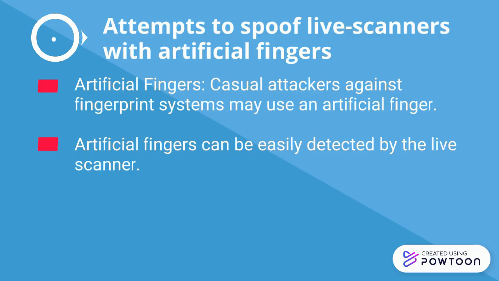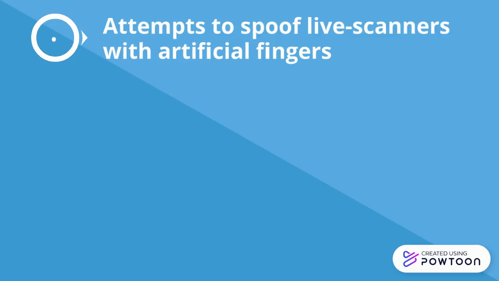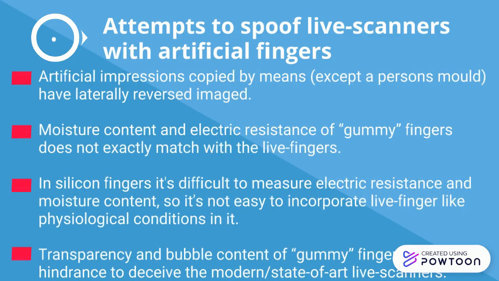Attempts to spoof live scanners with artificial fingers. Casual attackers against fingerprint systems may use an artificial finger. Artificial fingers can be easily detected by the live scanner. Artificial impressions copied by means other than a person's mold have a laterally reversed image.